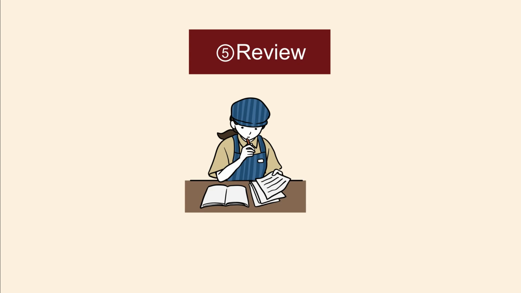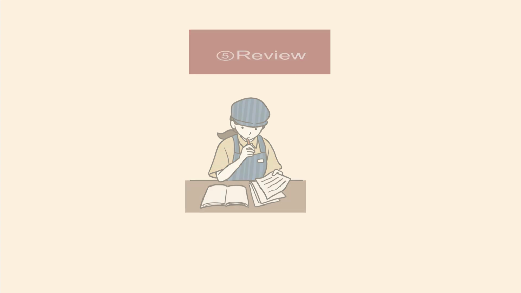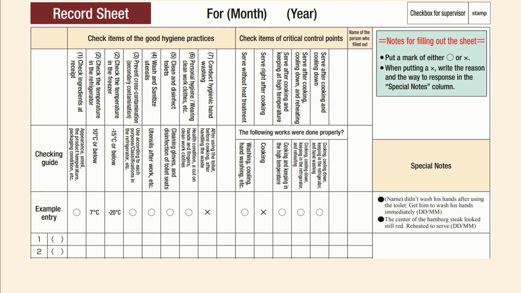Lastly is the review. It is important to look back at your records regularly. A supervisor should check the records once a month. When the records have been checked, the checkbox for supervisor is signed in the upper right corner of the record sheet. If similar problems or complaints are occurring repeatedly, there may be a problem with the plan itself. The plan should also be reviewed when food ingredients change or when new menu items are added. It is important to continually improve the plan.